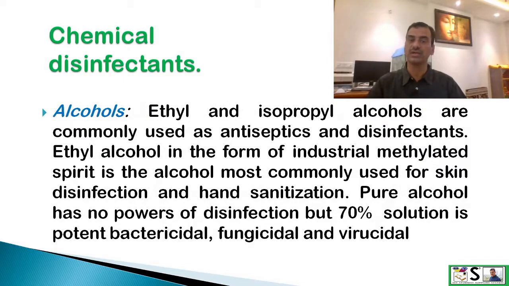Alcohols. Ethyl alcohol and isopropyl alcohol are commonly used as antiseptic and disinfectant. Ethyl alcohol in the form of industrial methylated spirit is the alcohol most commonly used for skin disinfection and hand sanitization. Pure alcohol has no power of disinfection, but a 70% solution is potent bactericidal, fungicidal and virucidal. Mostly hand sanitizers are made up of ethanol and isopropyl alcohols.